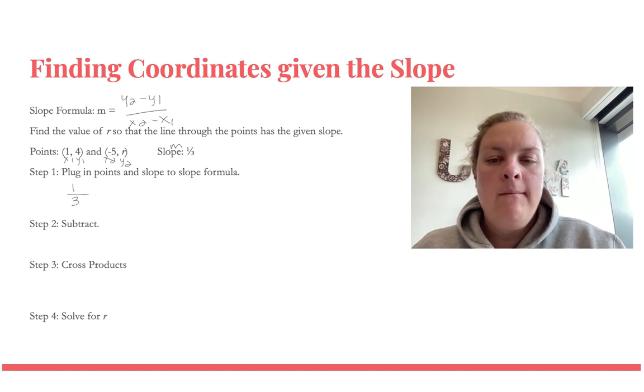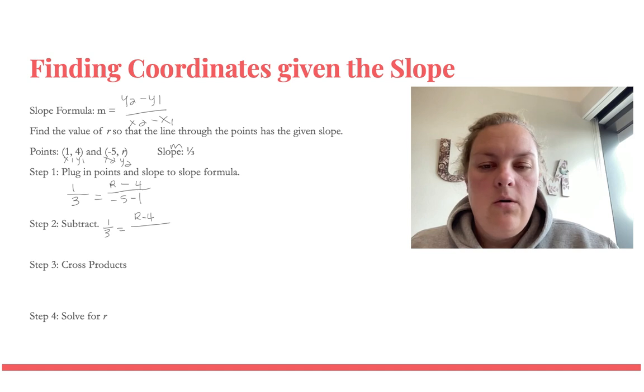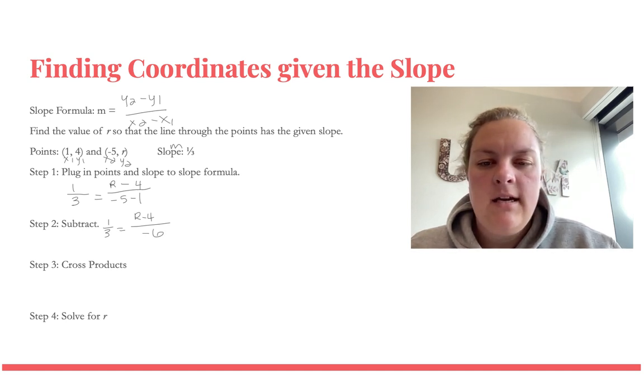So here's what this would look like. 1/3 equals, because that's my slope, r minus 4 divided by negative 5 minus 1. So step 1, once we've plugged everything in, is to subtract. And what am I subtracting? That bottom half of the second fraction. r minus 4 stays the same. I'm going to simplify negative 5 minus 1, which is negative 6.